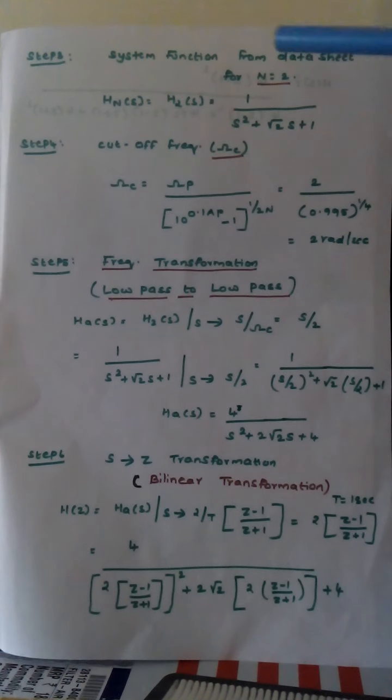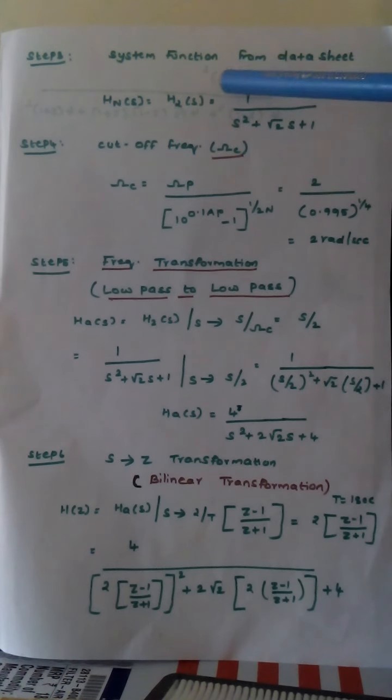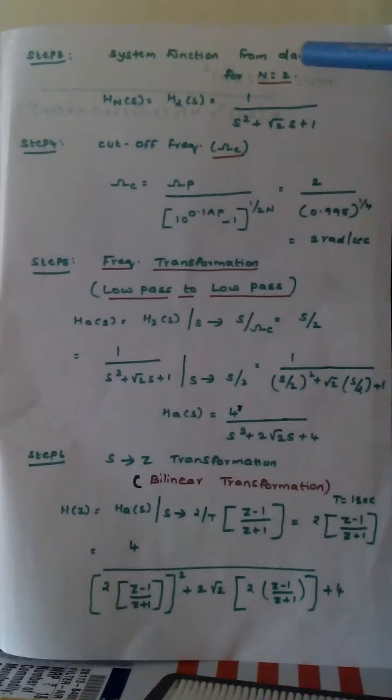So next step is we have to find out the system function. Here we have to consider order n equal to 2. So we can write down the system function from the data sheet. Here we are getting it as s square plus root 2 into s plus 1. Next step is we have to find out the cutoff frequency.